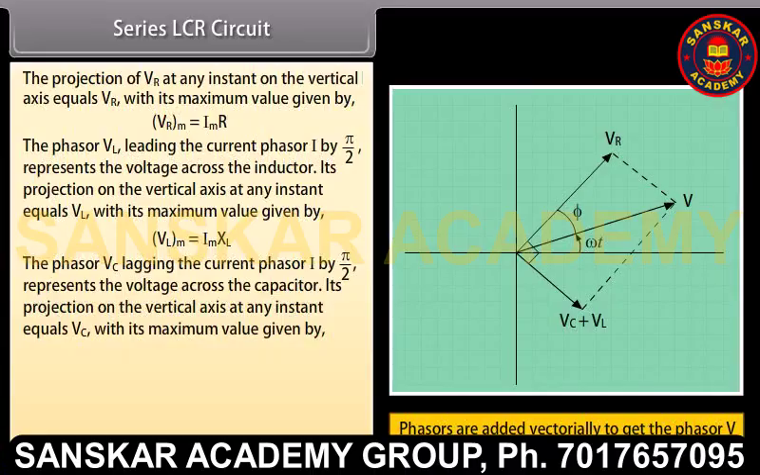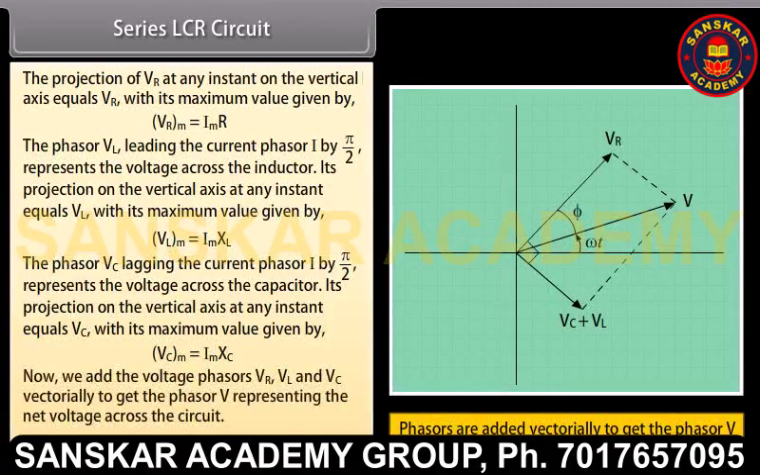The phasor VC lagging the current phasor I by pi by 2 represents the voltage across the capacitor. Its projection on the vertical axis at any instant equals VC with its maximum value given by product of Im and XC. Now, we add the voltage phasors VR, VL and VC vectorially to get the phasor V representing the net voltage across the circuit. Vm = under root of VRm square plus (VCm minus VLm) square.